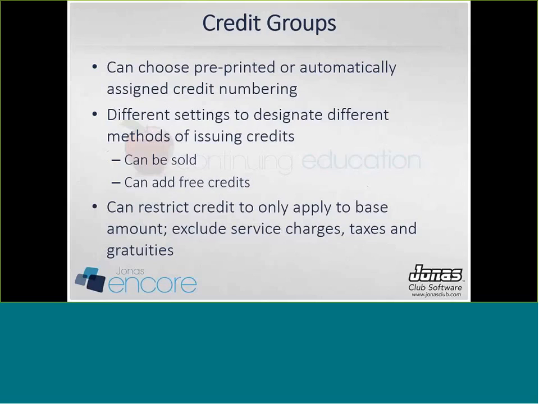You can choose pre-printed or automatically assigned credit numbering. There are different settings to designate how you want to issue credits, so whether or not they can be sold, whether or not you can add free credits. So gift certificates, typically we would enable that they can be sold. Free credits example would be if we're giving a gift certificate as part of a tournament prize that we're donating, or if we give away sweeps as part of tournament winnings, we need to be able to add those for free versus a member paying for them.